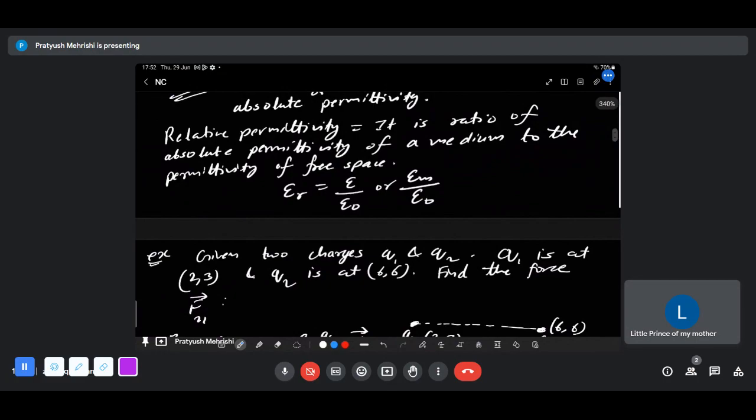Now next question. Given two charges q1 and q2. q1 is at 2 comma 3 and q2 is at 6 comma 6. Find the force F21.